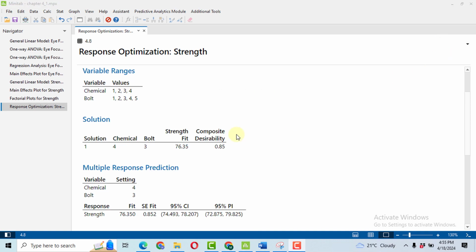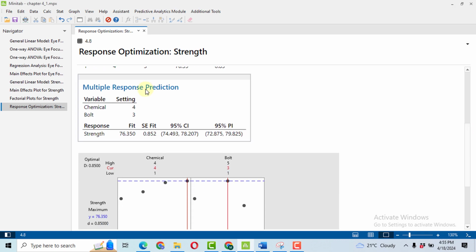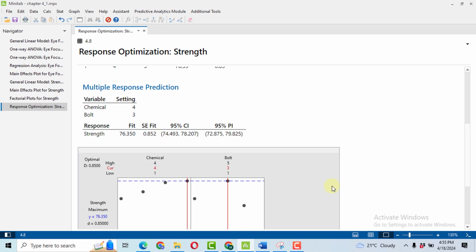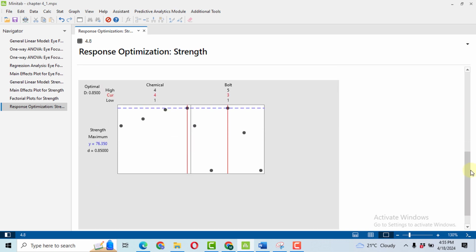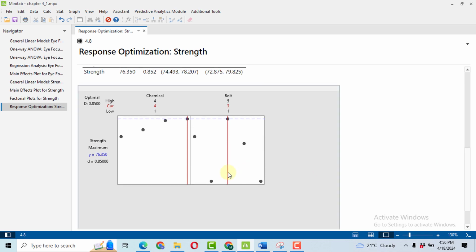Come down. So the solution is that if we use chemical 4 and bolt number 3, we will maximize our response. Multi-response prediction is doing the same thing, and it is predicting the strength of 76.350. And here is our response optimizer showing this graphically, with our chemical number 4 highlighted in red color, and bolt 3 is also found to be the optimal one.